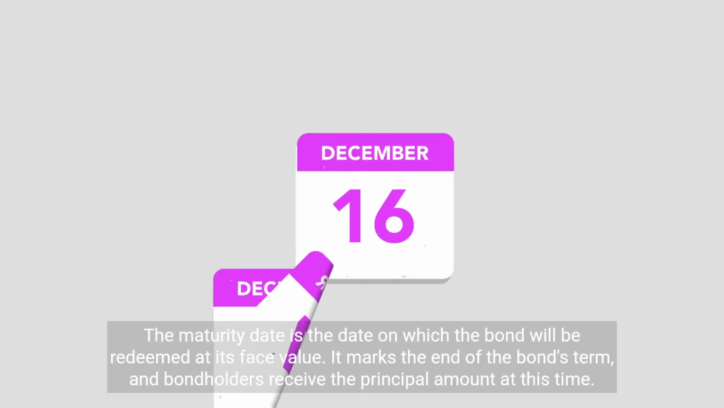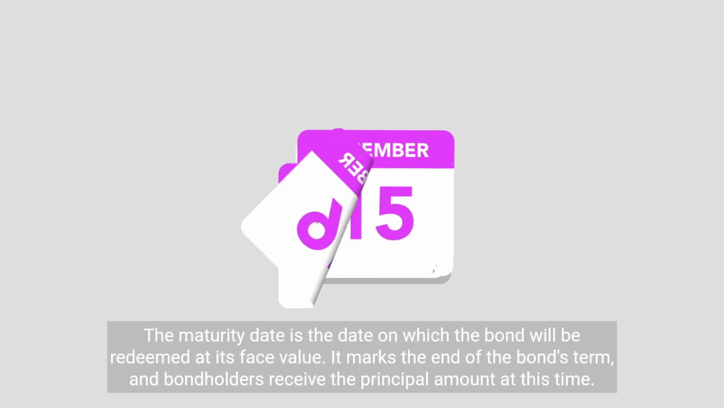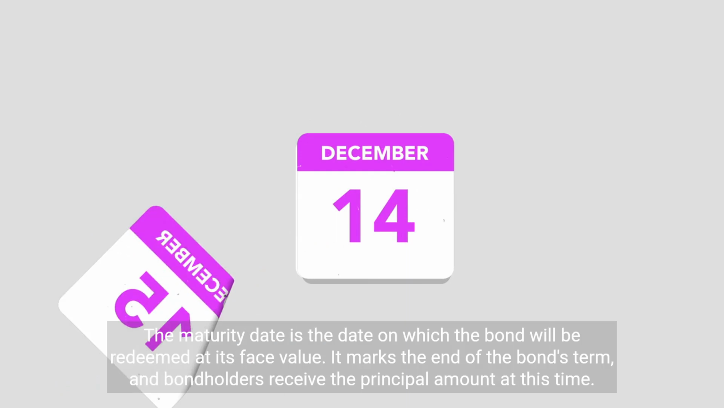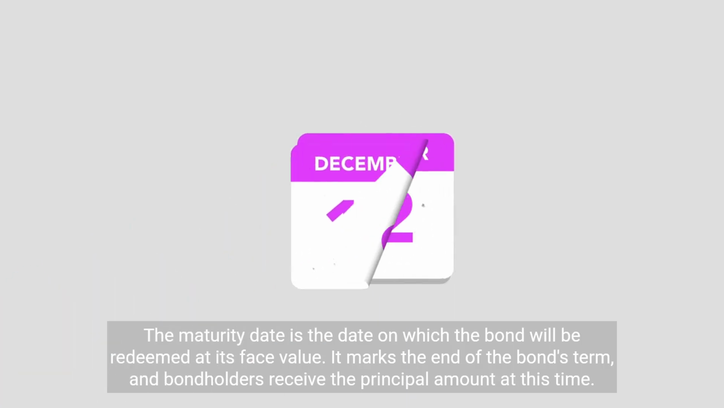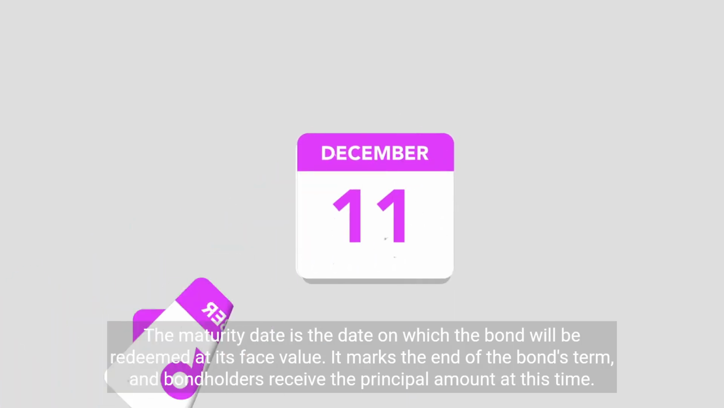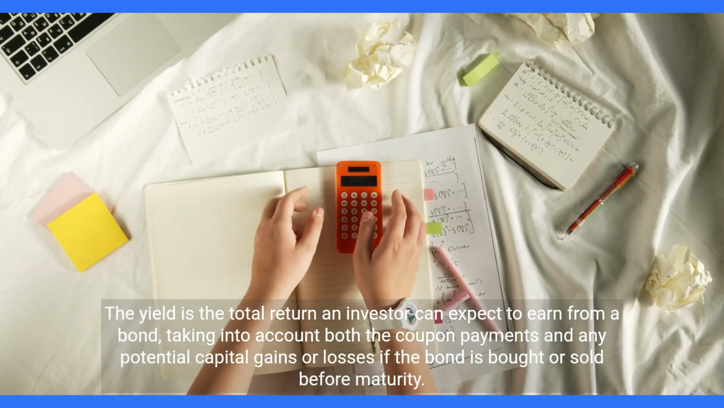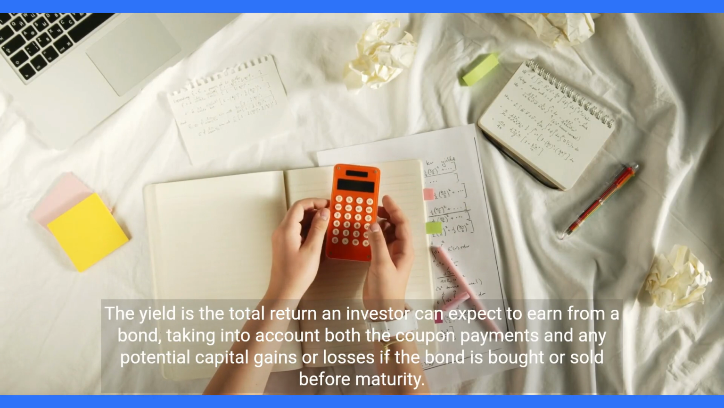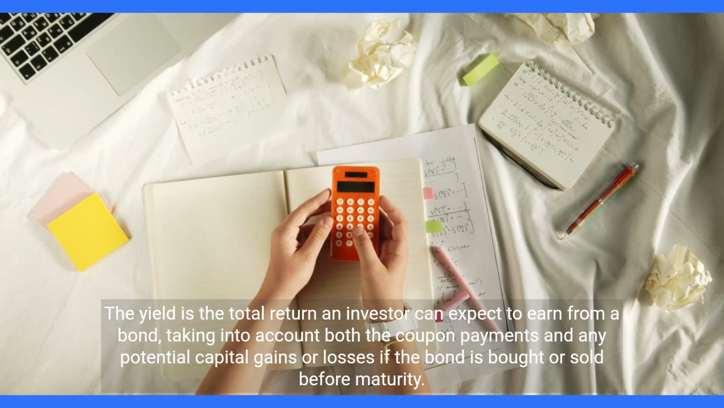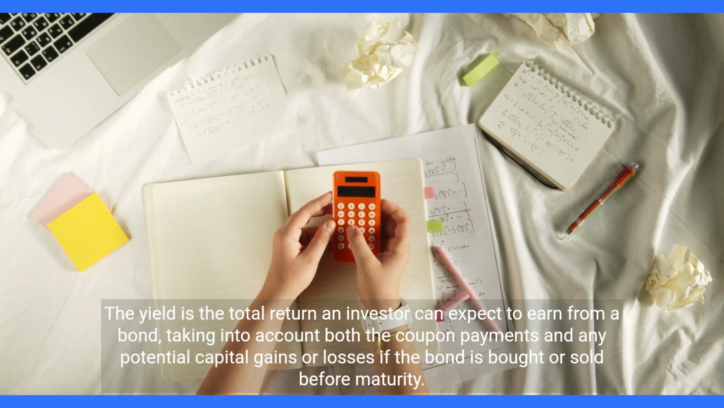The maturity date is the date on which the bond will be redeemed at its face value. It marks the end of the bond's term, and bondholders receive the principal amount at this time. The yield is the total return an investor can expect to earn from a bond, taking into account both the coupon payments and any potential capital gains or losses if the bond is bought or sold before maturity.